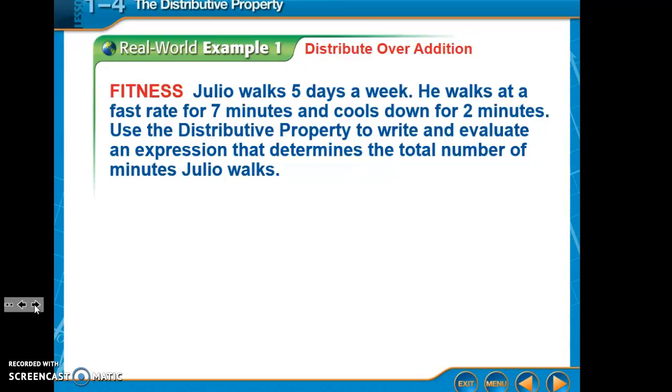So how are we going to, yes? Well, I figured you can do 7 plus 2. Okay, well we want to set it up first. So do you want 7 and 2 together? Yeah. Alright, and that represents how long he walks for 1 day, right? 1 day. And then multiply that by 5. And we want to multiply that whole thing by 5.